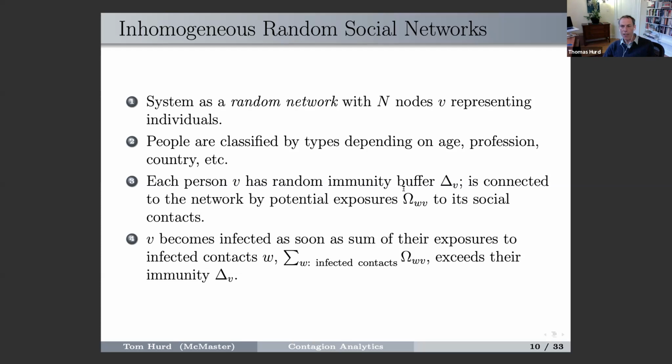Now we want to model the health of the individuals, and we do that by a number called the immunity buffer, delta. And then we also want to model what happens when an infected person meets a susceptible or uninfected person. Well, if they get close, they're going to transmit a viral dose to the uninfected person, and that's given by capital omega. So try to remember that delta is the immunity buffer, how healthy we are, and omega is the amount that an individual transmits. W will transmit to V if W is infected. And so any individual in our agent-based model becomes infected as soon as the sum of the exposures of their infected contacts exceeds their immune buffer. So that is the underlying basic mechanism.